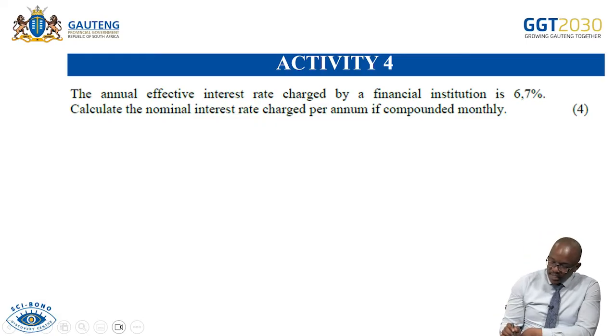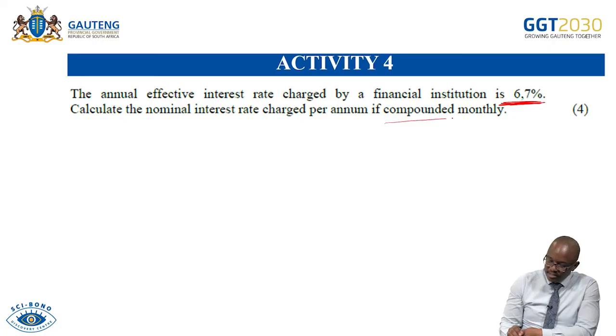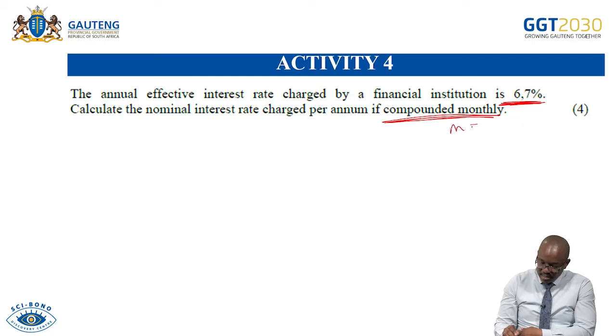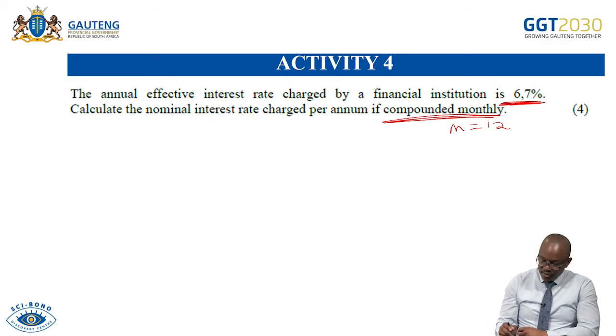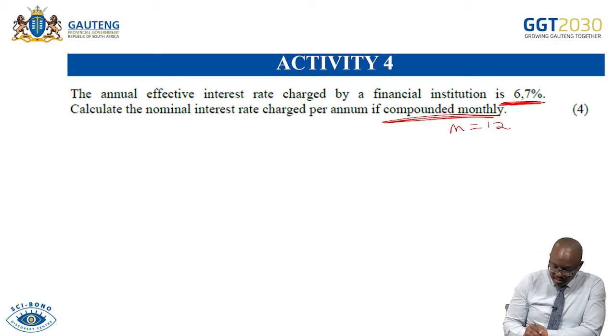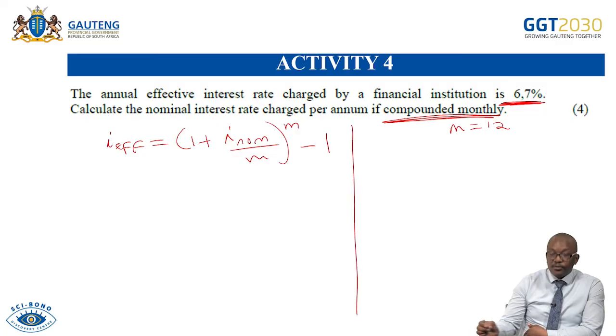So now we have the effective interest rate as 6.7%, and the interest is compounded monthly, which means M is equal to 12. So now we know we're going to have our formula: I effective is equal to (1 plus I norm over M) to the power of M, minus 1. Then we can deal with our substitution there.